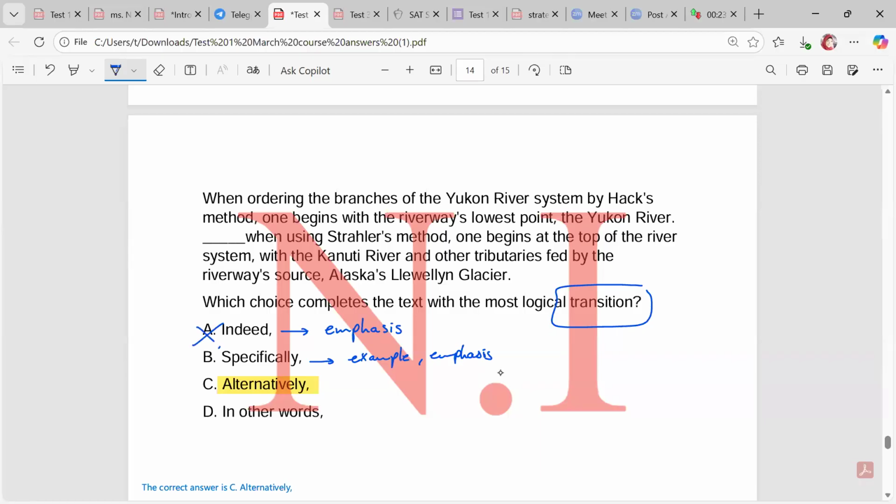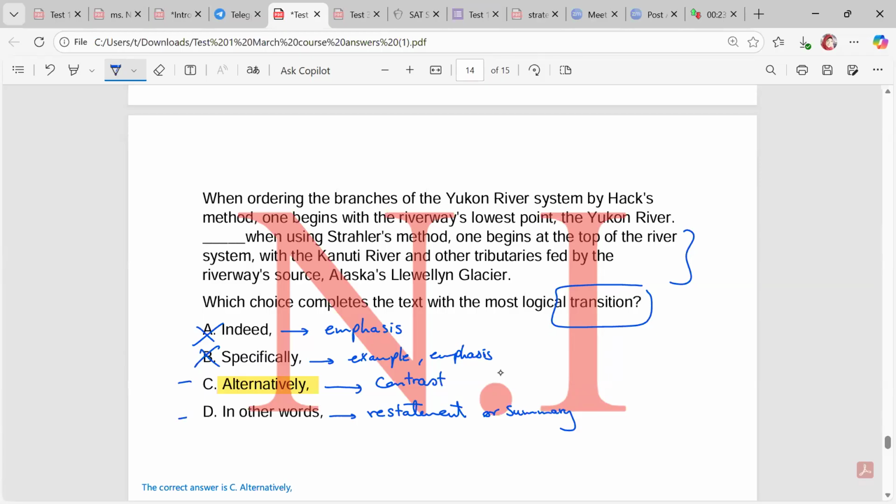And specifically, it can give you an example or emphasis. So these might be eliminated together. Alternatively, this has to do with contrast, two different ideas or two different options. In other words, that's a restatement or a summary. For you to use in other words, you must define that this part is a restatement, saying the exact thing but in fewer words. As you can see, summary means brief restatement. So now I'm stuck between these two.